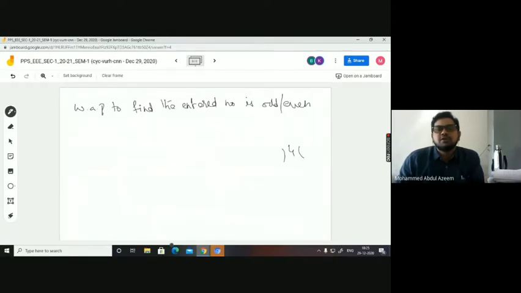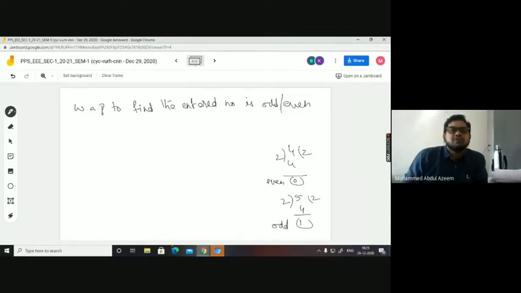So for example, 4. Whether it is odd or even, how do you know? You divide it with 2. 2 to the 4, right? So what is the remainder you get? Remainder you get 0, right? So if the remainder is 0, you say it is even. For example, 5, right? You divide it with 2, and if the remainder is 1, you say it is odd. Yes or no?